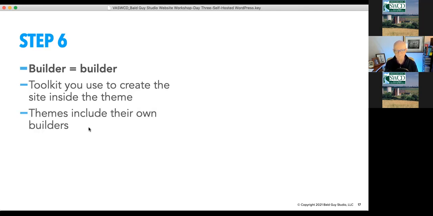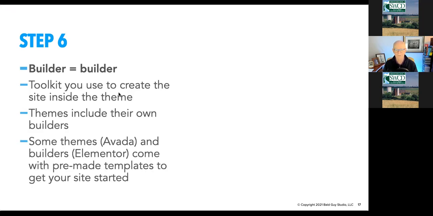Some of the themes that you would look at have their own proprietary builders. Some use a commonly used builder, like WP Bakery, which is used by a number of commercially available themes. This will all make sense in just a minute, believe me. So some of the themes that we've talked about, and we'll get into a little bit deeper, like Avada and others, both come with pre-made templates to help you get started on your site.